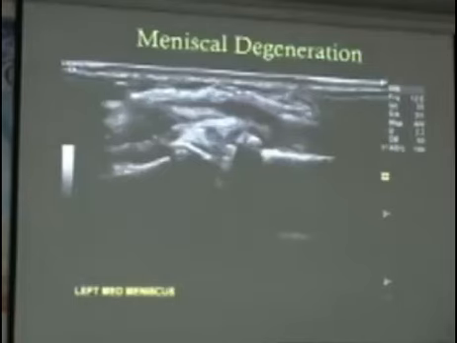The other thing that we commonly see in the medial compartment is medial meniscus degeneration.